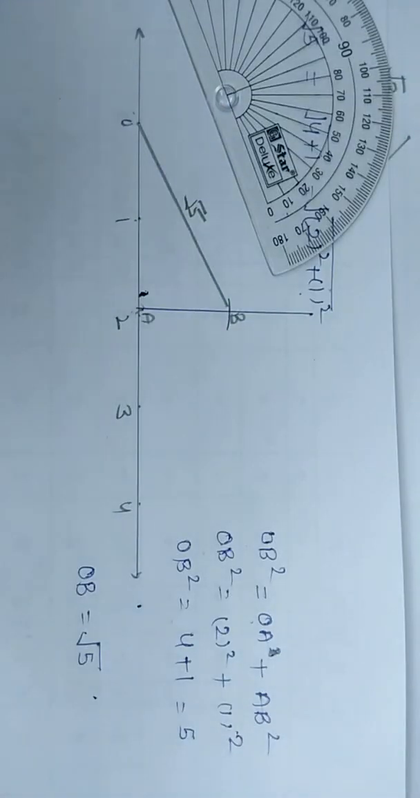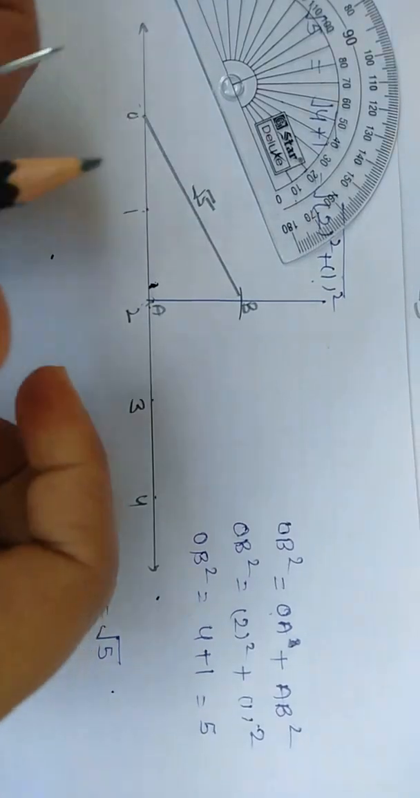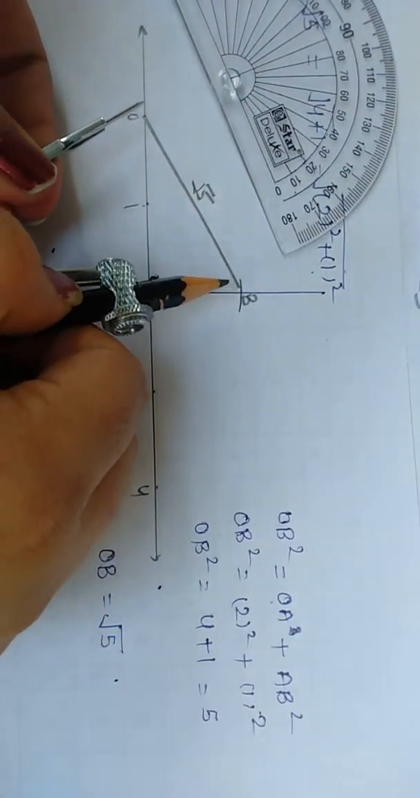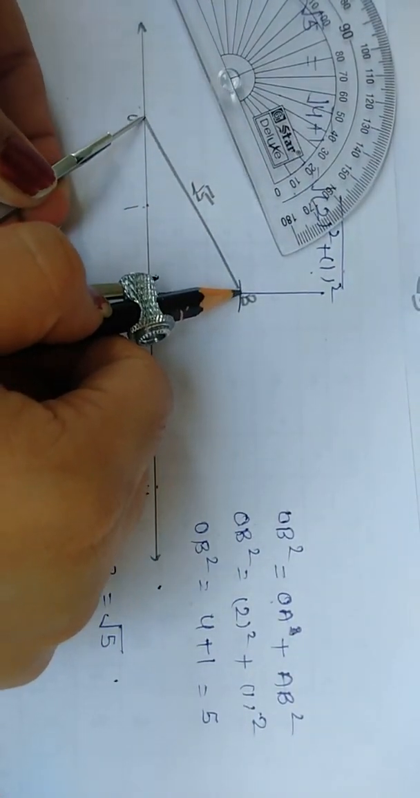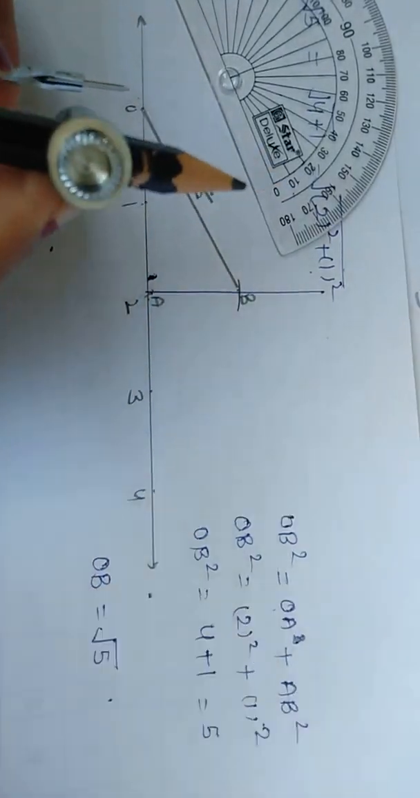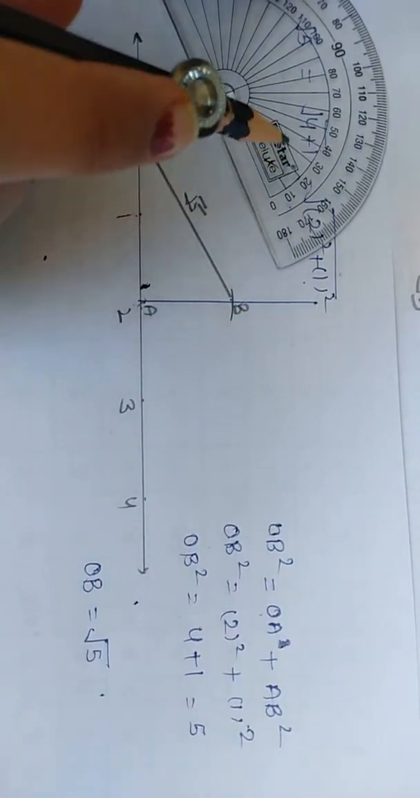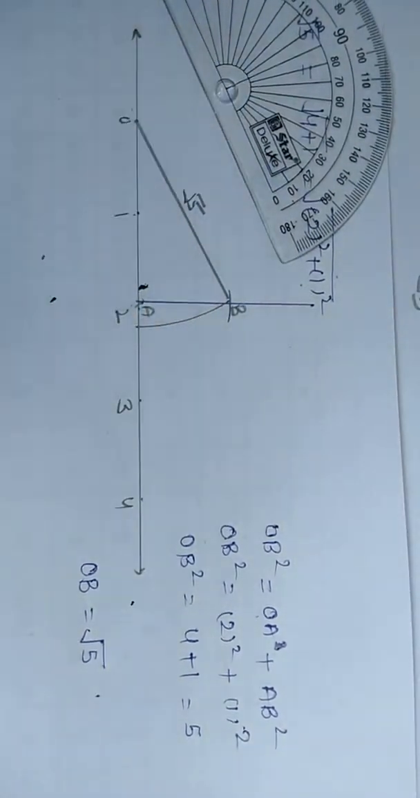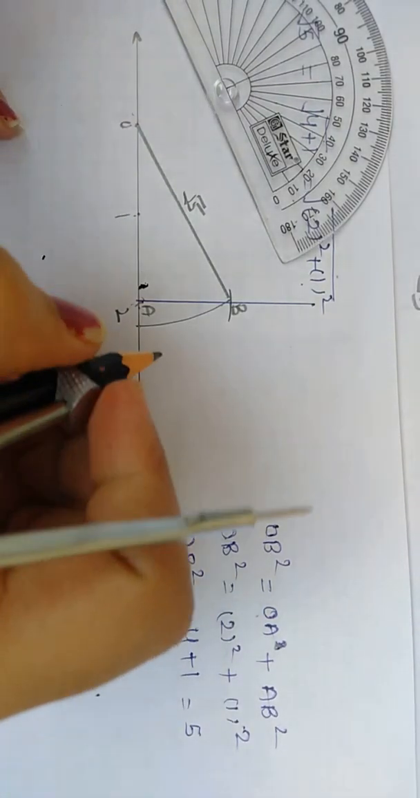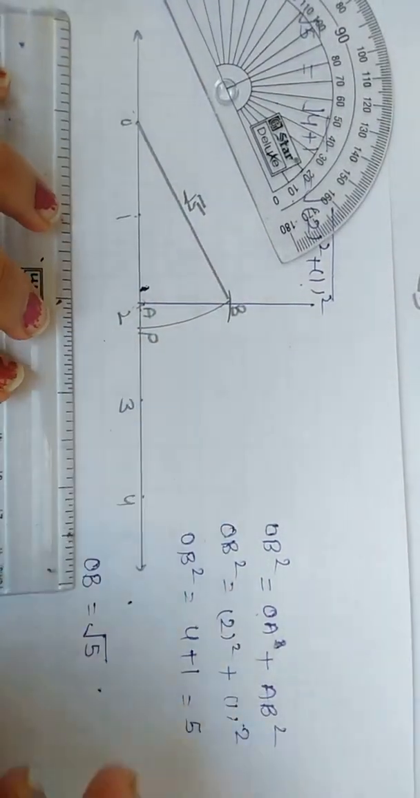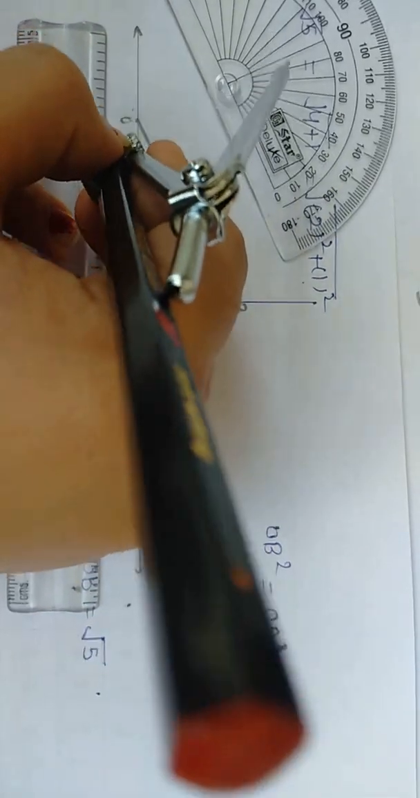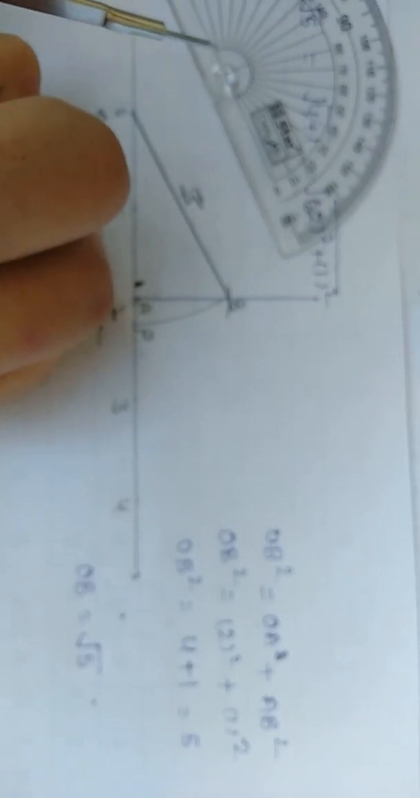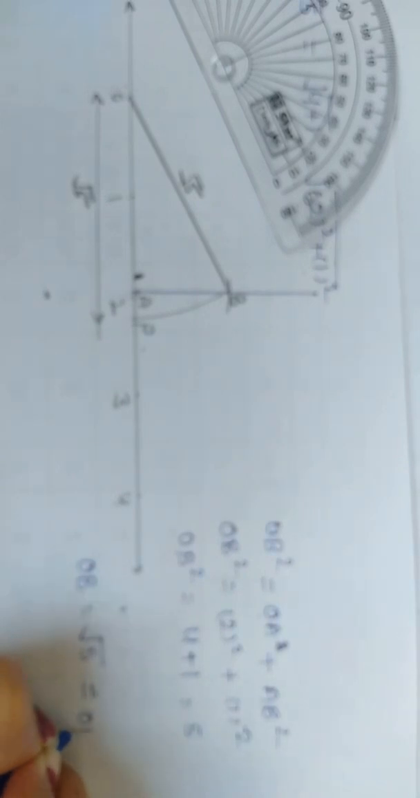Now we again open our compass to measure root 5, and consider this O point as the center of the circle, and now mark the arc this way, and mark this point as P. Then OP is equivalent to root 5. Now we have marked root 5 on the number line, which is equal to OP.